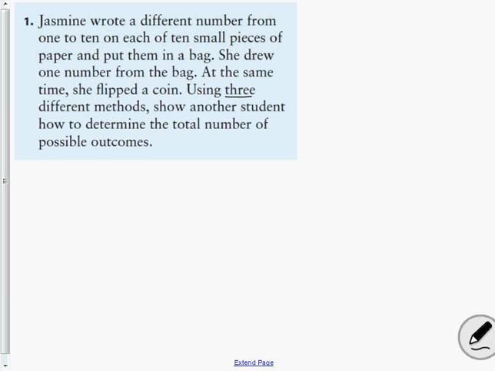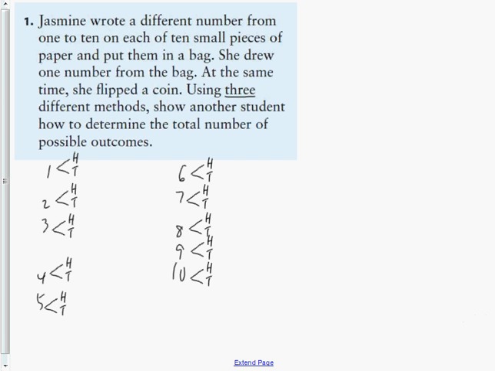Used three different methods. Well, the first method we could use is a tree diagram. So I could put the numbers 1 through 10. So if we finish our tree diagram, we can see here that each of these branches, this is one and heads, one and a tails, two and heads, two and a tails, three and a heads, three and a tails, and so on and so forth. So altogether, there are 20 possible outcomes when I use a tree diagram. And if I wanted to, I could tell exactly which ones those are.